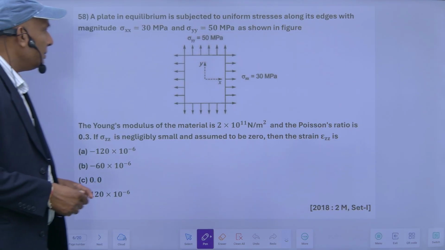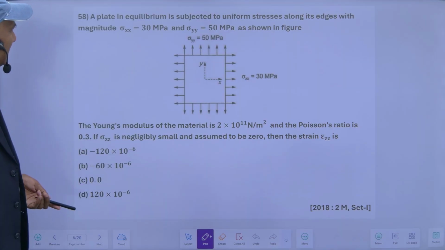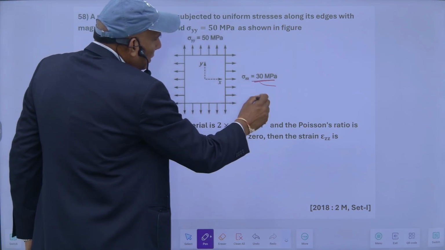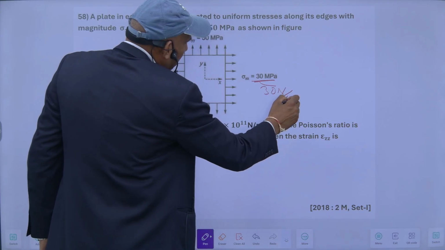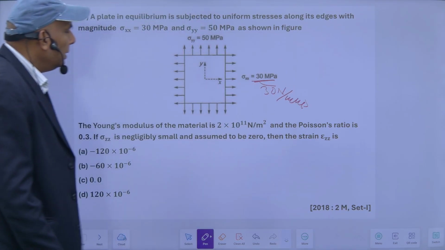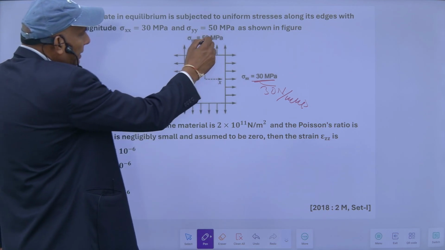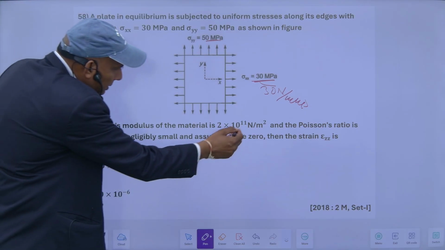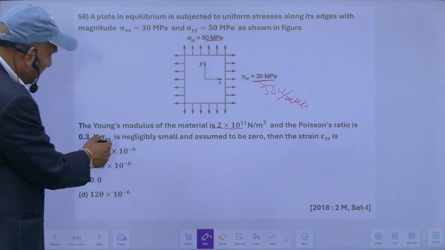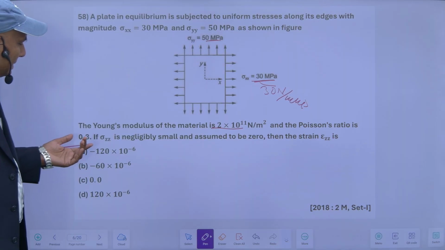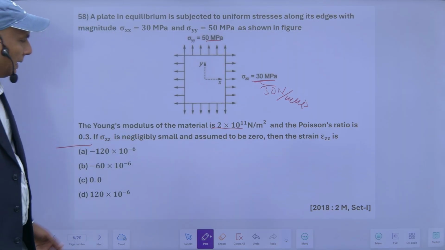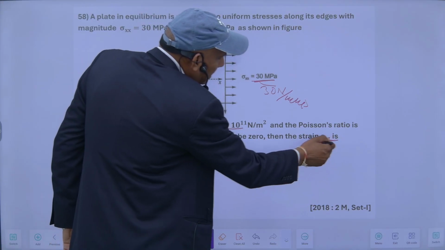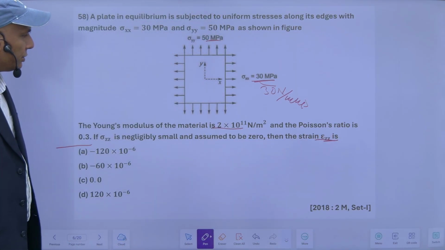A plate in equilibrium is subjected to uniform stresses along its edges. Its magnitude is this one: 30 megapascal, 30 Newton per mm square, is acting in these directions, and in the y direction it is 50 Newton per mm square. The Young's modulus of elasticity of the material is this one. Its Poisson ratio is this one. If sigma z is negligible, small, and assumed to be 0, then the strain epsilon in the zz direction is equal to how much?